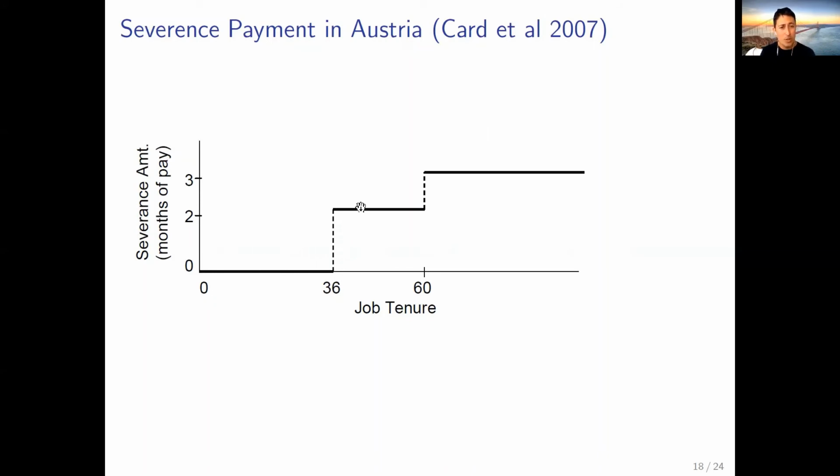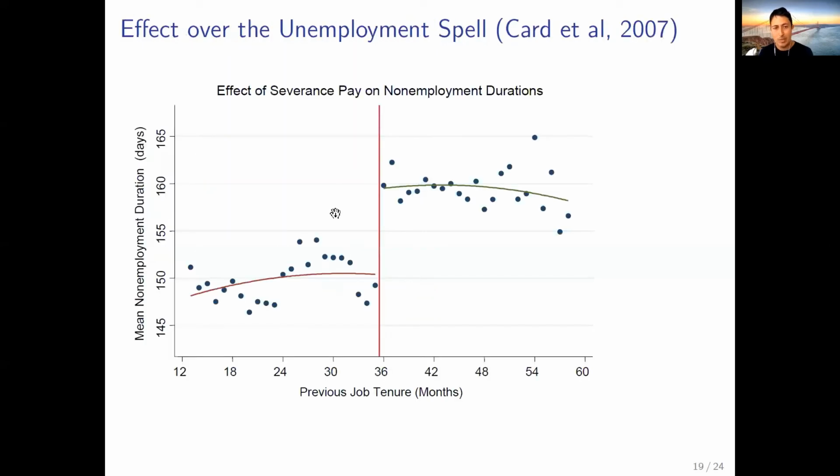But if you spend more than 3 years in your job, then you get a couple of months of severance payment. And if you stay more than 5 years in your job, then you get more than 3 months of severance payment. That's the law in Austria. So what David Card is going to show is whether people spend more time unemployed whenever they get this severance payment. And here he's looking at this first cutoff, right? That's 36 months. He's plotting on the horizontal axis the previous job tenure, so how many months you spent in your previous job.